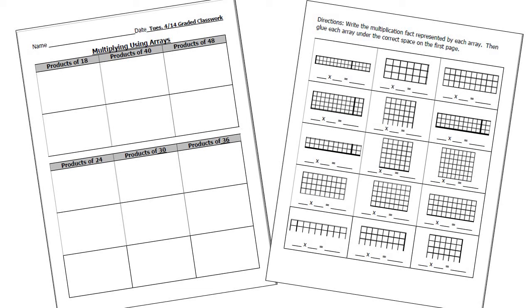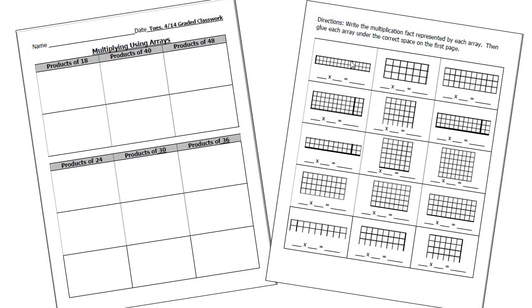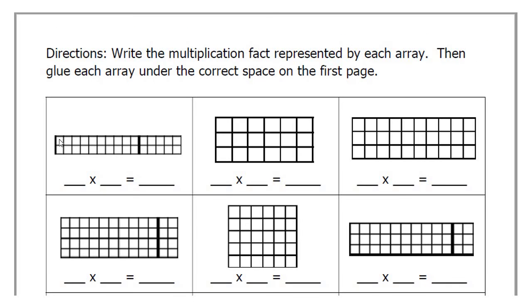Let's go ahead and do the first problem together. So take a look at this second page, and we'll look at that very first array right here. So let's count how many we have in one row. 1, 2, 3, 4, 5, 6, 7, 8, 9, 10, and there's a little dividing line there once we get past 10, 11, 12, 13, 14, 15. So there's 15 in each row, and I can see that I only have 2 rows of 15.